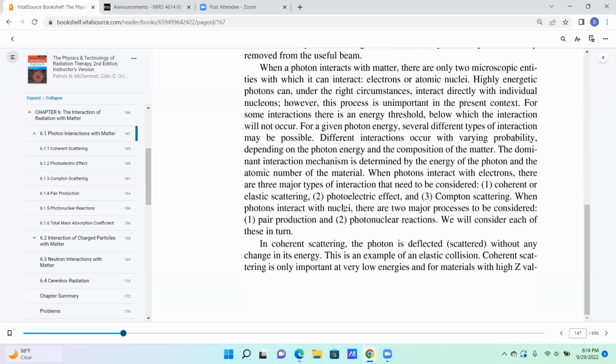When they interact with nuclei, there's going to be two major processes. It's either pair production or photonuclear reactions. So let's start off here with the coherent scattering. The photon is deflected or scattered without any change in its energy. And that's an example of an elastic collision. It's only important at very low energies and for materials with a high Z value.